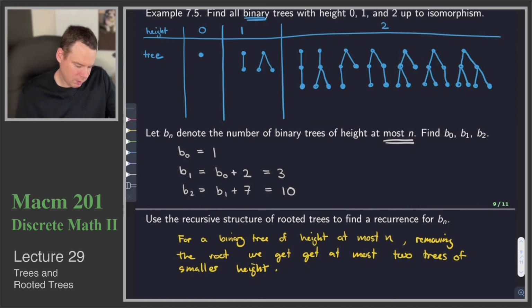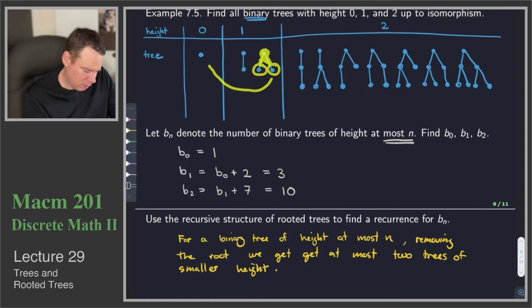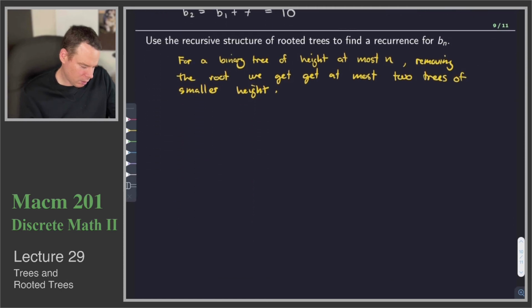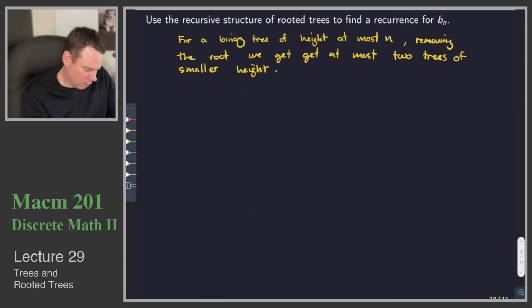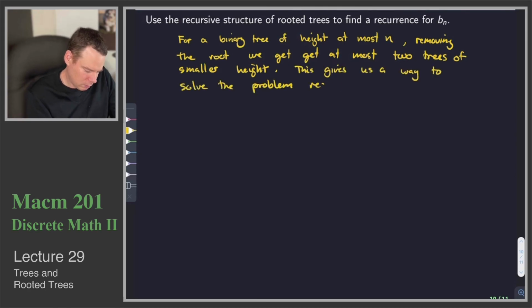And so that's all we're saying, is that if we remove the root, then what we get is some trees we've encountered earlier in our list. So that's our big observation, and that's the recursive nature of how we're going to solve this problem. So this gives us a way to solve the problem recursively.